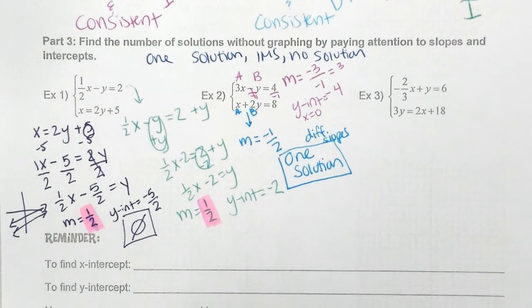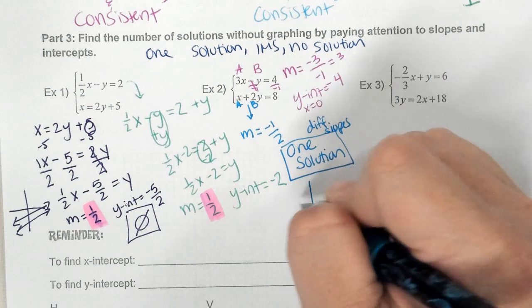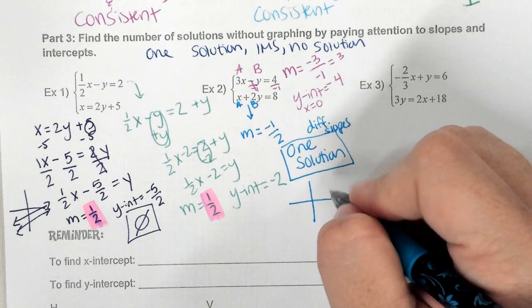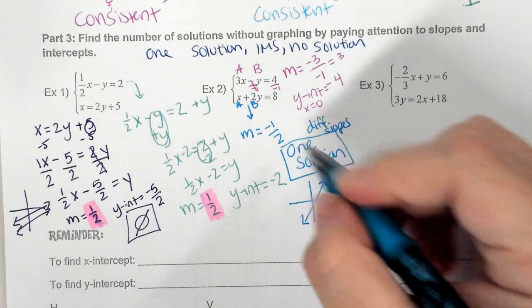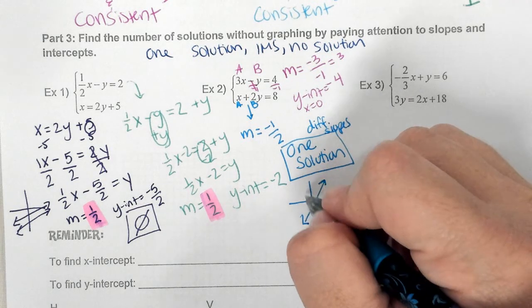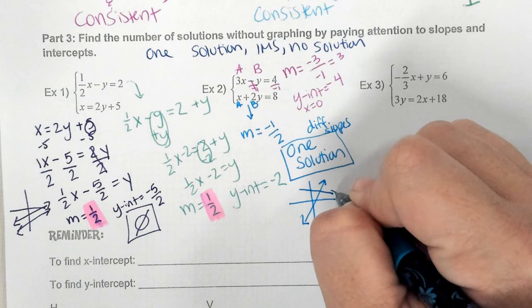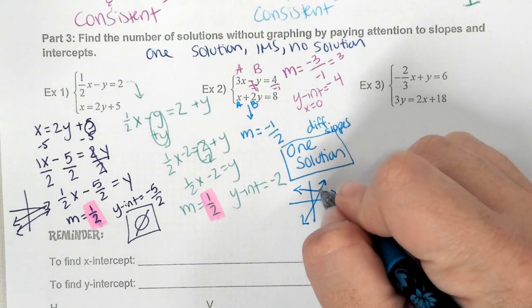So if I were to graph this one, it would look something like this, and then this one has a negative 1/2. It's going to look something like that. So it only touched one time.